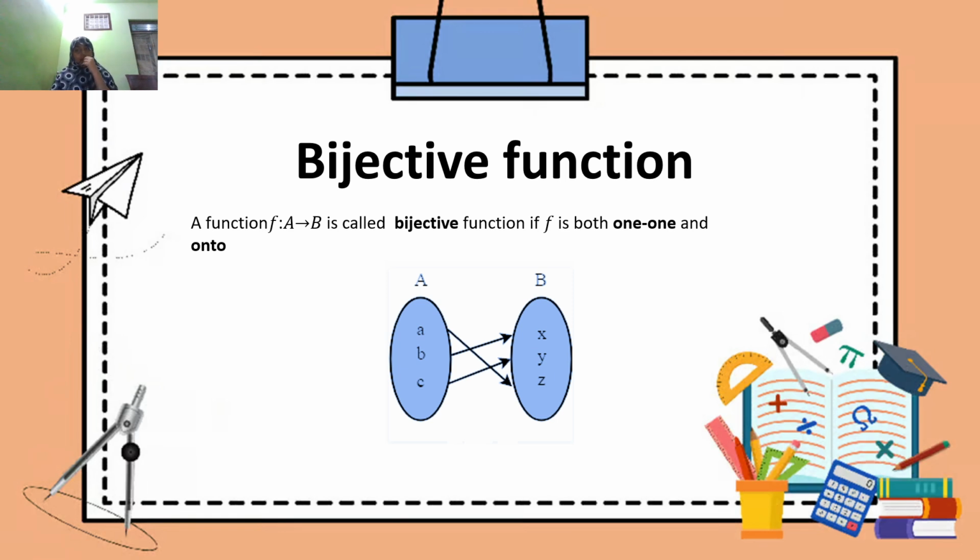A bijective function is nothing but this: if it is both 1, 1 and onto, then we call that a bijective function. Let's understand through the diagram over here. First we have to check whether it is 1, 1 or not. A is going to Z, B is going to X, C is going to Y. Here no image sharing is happening, so therefore this is 1, 1. What is onto? Every element in B should have a mapping from A. Here X, Y, Z all are mapped, so therefore this is onto. When my function is both 1, 1 and onto, I call that a bijective function.